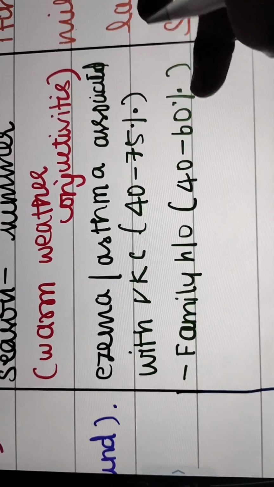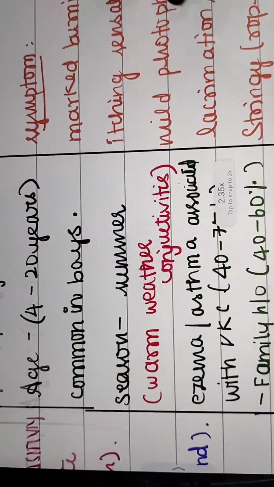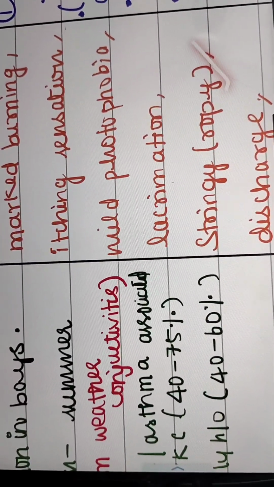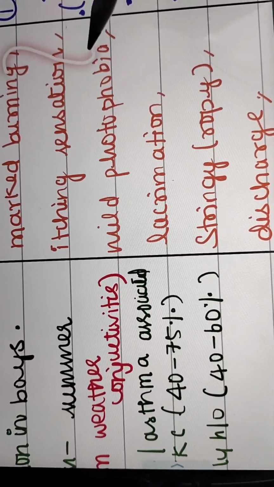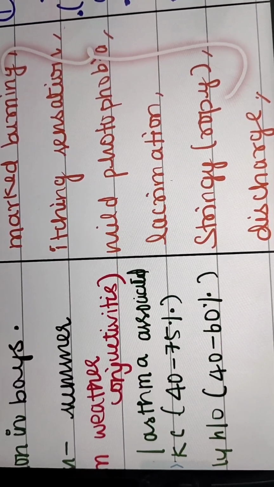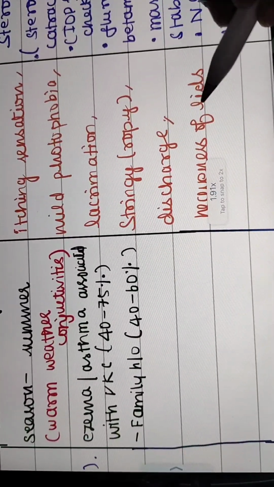Now we are moving on to the symptoms of VKC. What are the symptoms we can see? We can see a marked burning sensation, itching sensation, mild photophobia, lacrimation, and also a stringy ropey discharge. We already saw the same features in simple allergic conjunctivitis. We can also see heaviness of the lids.